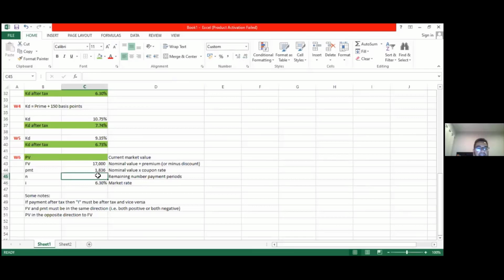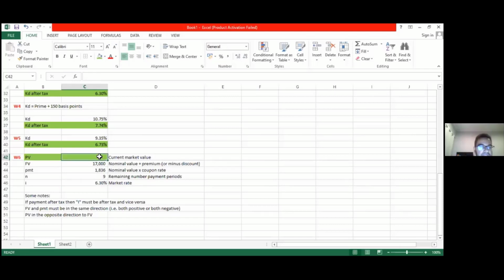Then I'm having N. N is my remaining number of payment periods. What do I know? I'm paying it annually, so it's once a year. So it's one payment per year multiplied by the number of remaining years. So I am in 2020. So the remaining payments are going to be 2021, 22, 23, 24, 25, 26, 27, 28, 29. So there are 9 payments. Very important, not 10, 9 payments. My remaining payments start from 2021, going till 2029, and it's one a year, so it's 1 times 9, which gives me 9.